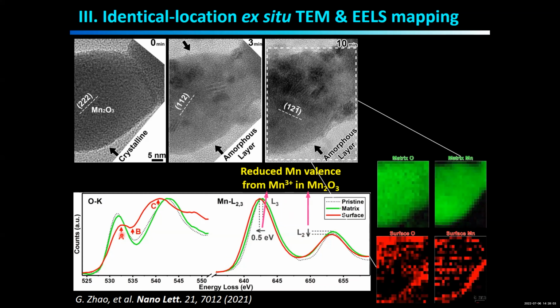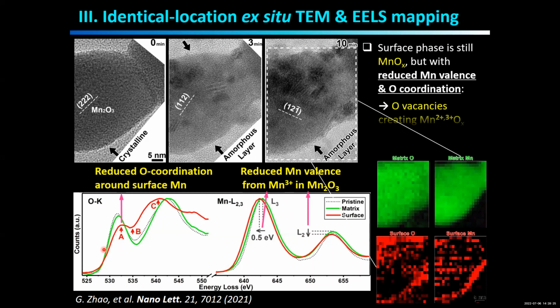And for the oxygen spectrum, this first peak corresponds to the hybridization between the oxygen 2p and the manganese 3d orbitals. So the reduced oxygen peak at the surface indicates the less oxygen coordination around the surface manganese atom, which basically indicates the presence of the oxygen vacancy. So overall, we conclude that this surface layer should be manganese oxide in the amorphous structure, with reduced manganese valence and oxygen vacancies.